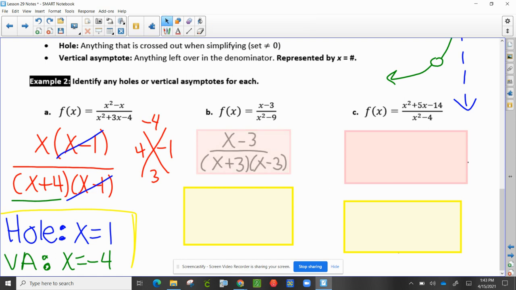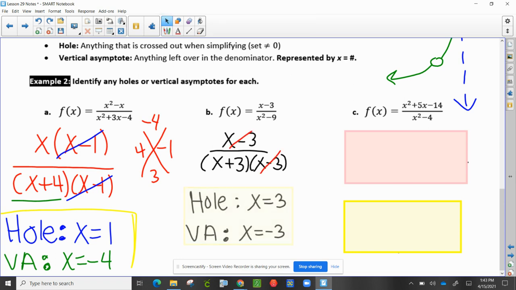Okay, if you did B, this is how it factored. You have difference of squares on the bottom, x plus 3, x minus 3. So that way when I simplify this, you should see that the x minus 3's would cancel. So that means you have a hole at +3. Okay, x plus 3 would still be left in the denominator, so you have a vertical asymptote at -3.